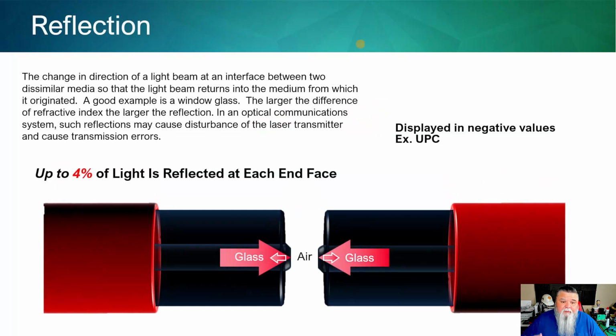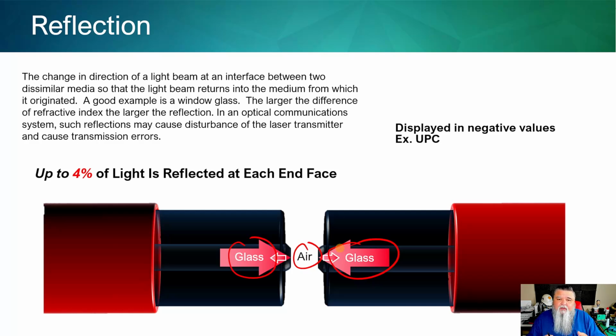Reflection, on the other hand, is the percentage of light that returns back to your transmitter. We want to minimize this as much as possible. And where does most reflection come from? Connectors. What causes reflection at connectors? Air gaps. Anytime there's a change in material type, so if you're going from glass over to air, back to glass, you're going to have some sort of reflection.